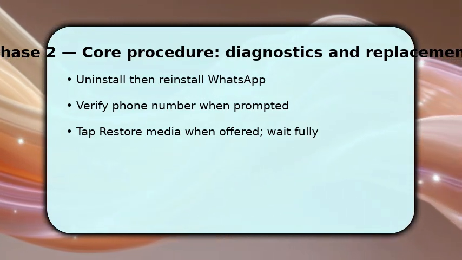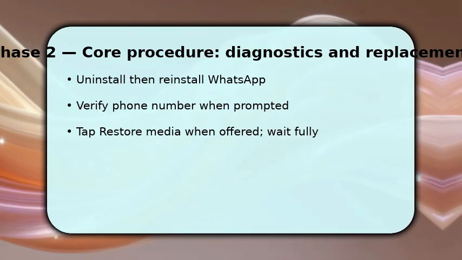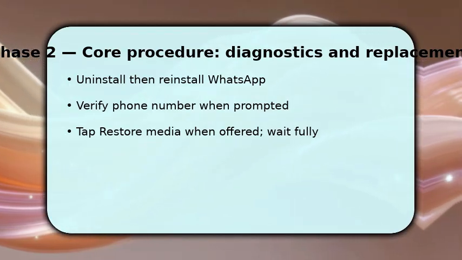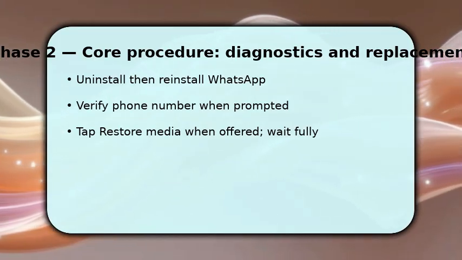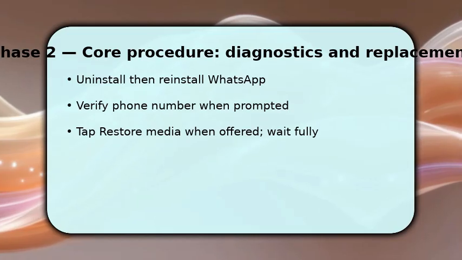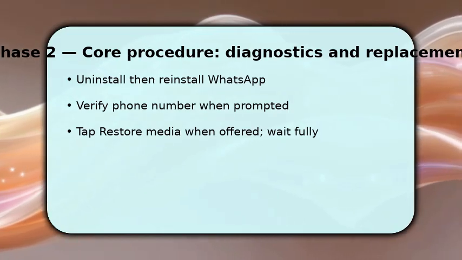When you open it, verify your phone number exactly as before. Verification ties the backup to your account. The app will detect a cloud backup and present a restore option. Tap Restore, then stay connected to Wi-Fi and a power source.